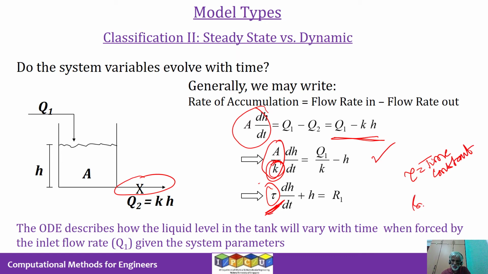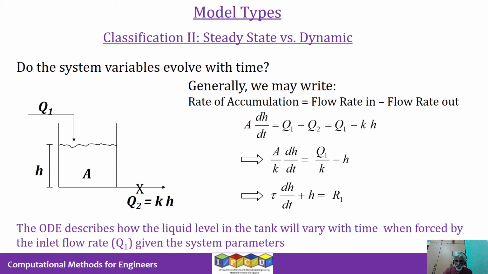So small tau implies quick response to changes in the system, right? So one of the things that you want to do is to reduce the time constant of systems, if you want the systems to react fast. So now what you see here is, with all these assumptions and simplifications, you get this equation.